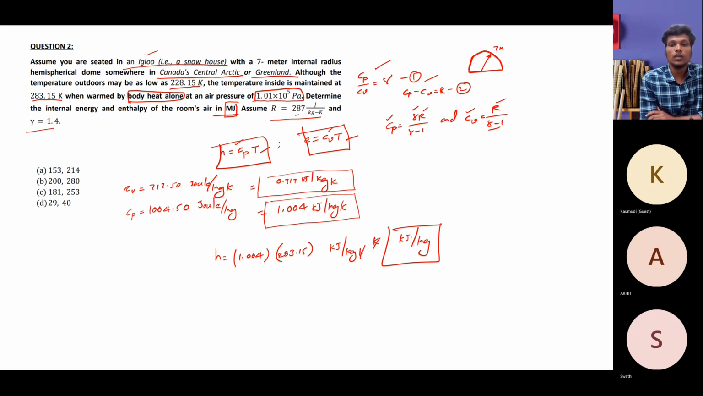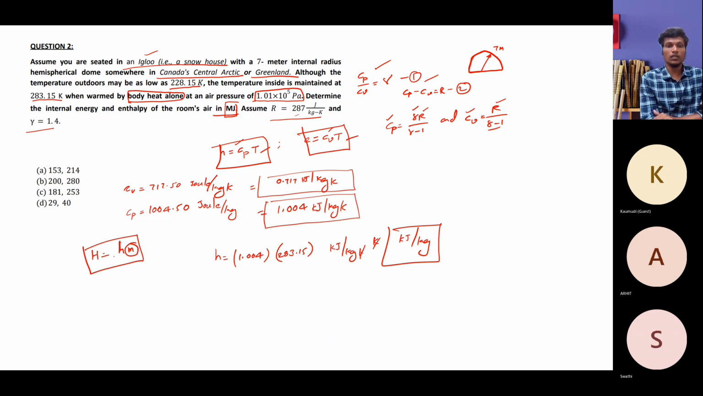We still need to get what is the total mass of the fluid. Then only you will get kilojoules or whatever the units they require, in megajoules. We can convert that, no issue. But now the question is how to get the mass, because we need to multiply this. H is the per unit mass. We need to find the total energy, that is H into the total mass present in the igloo. So this mass, how to get?